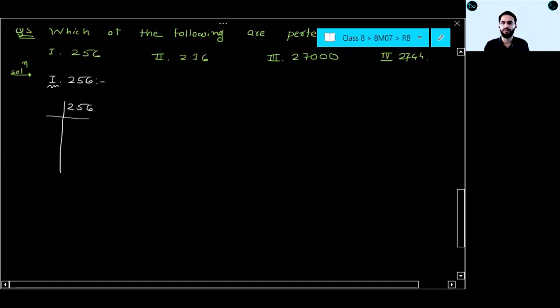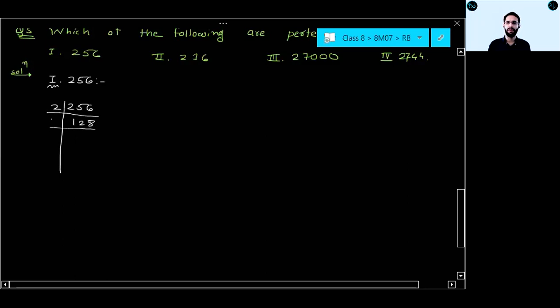Sir, we'll divide by 2. Okay, so I'm dividing by 2. Next. 2 ones are 2, 2 twos are 4, 2 eights are 16. Alright, next.